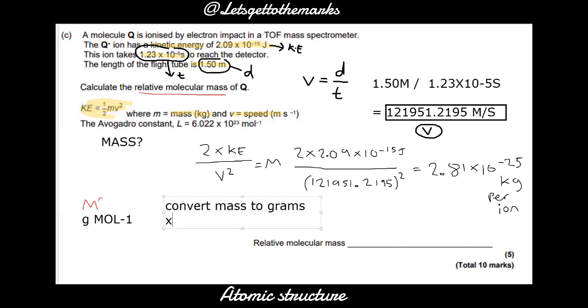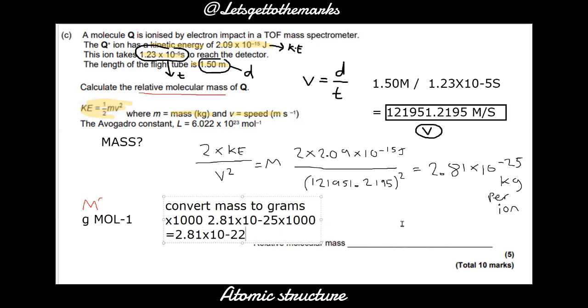So convert the mass to grams first by timesing by 1,000. So instead of 2.81 times 10 to the minus 25, we're going to wipe out 3 of those zeros, as it's going to get 1,000 times bigger. So it's going to be 2.81 times 10 to the minus 22.